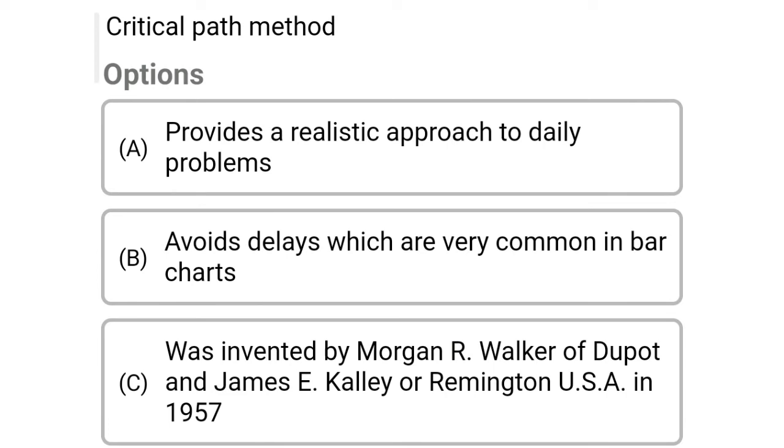So next question, critical path method. Option A provides a realistic approach to daily problems. Option B avoids delays which are very common in bar charts. Option C was invented by Morgan R. Walker, James E. Kelley or Remington, USA in 1957. Option D all the above. So the correct answer is option D, all the above.